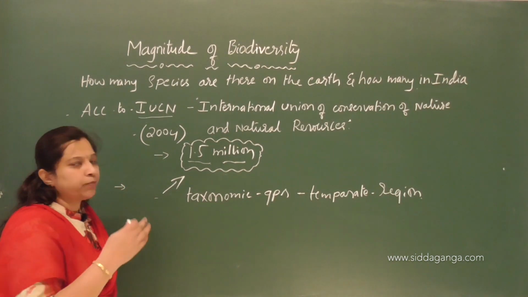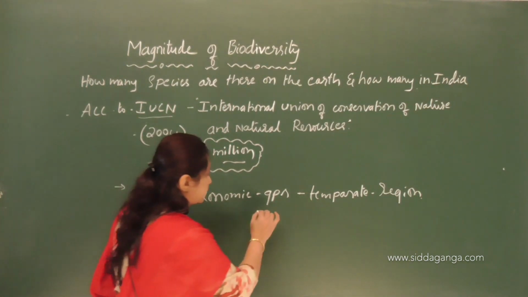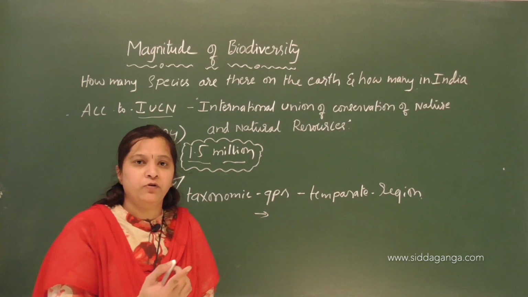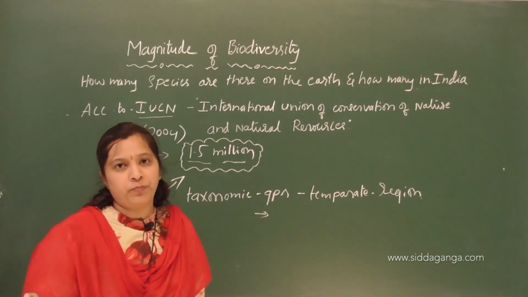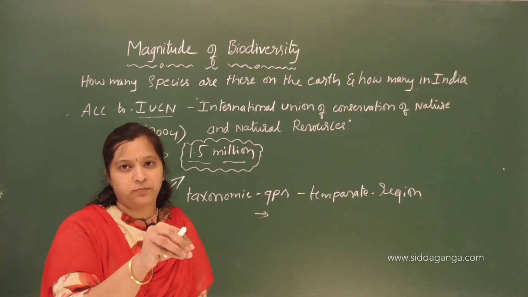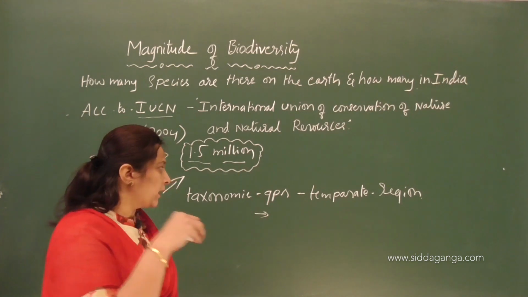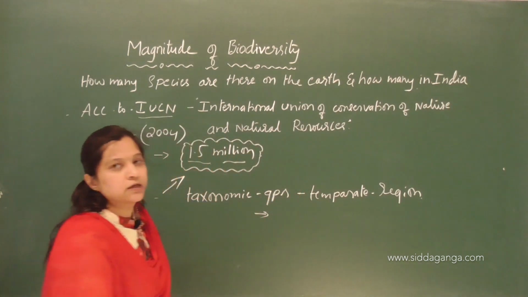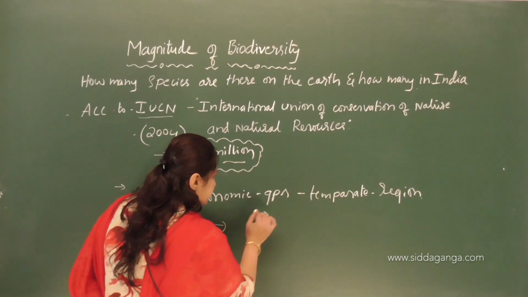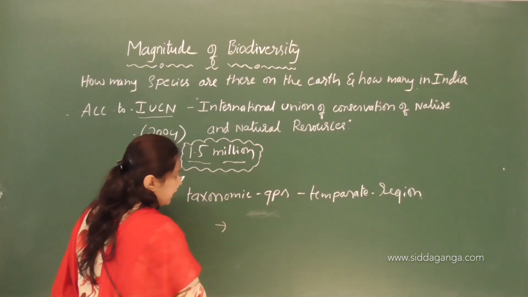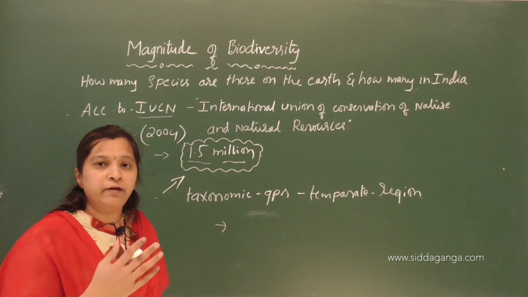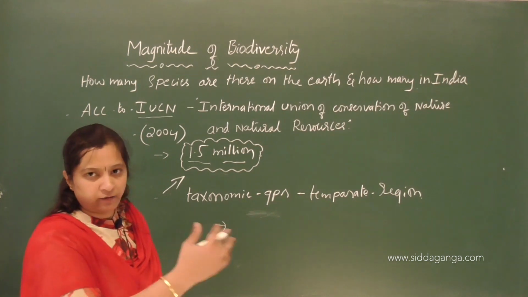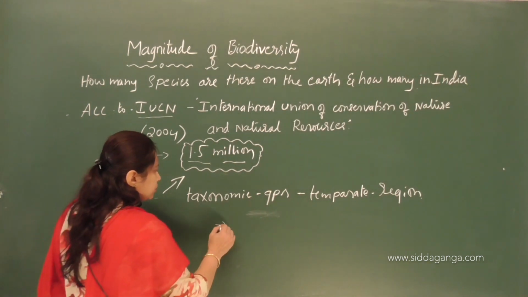Based upon this, the scientists are trying to estimate the number of species present in the tropical region. They estimate it by comparing the species richness between the temperate region as well as the tropical region. See, tropical areas have more biodiversity than the temperate areas. Why? I will explain that a little later.